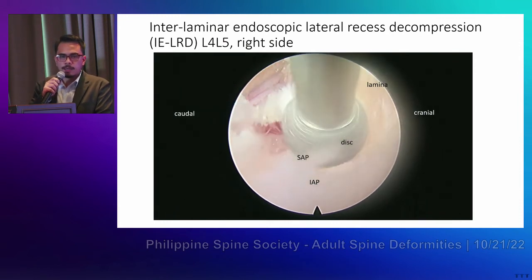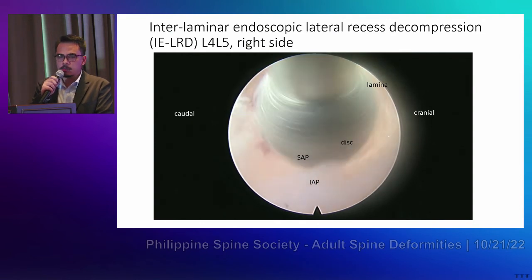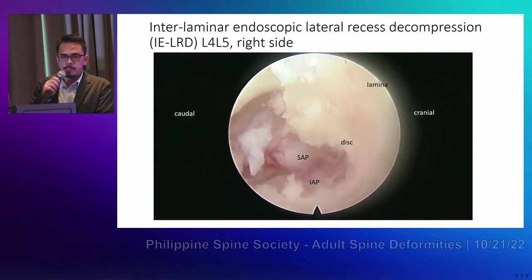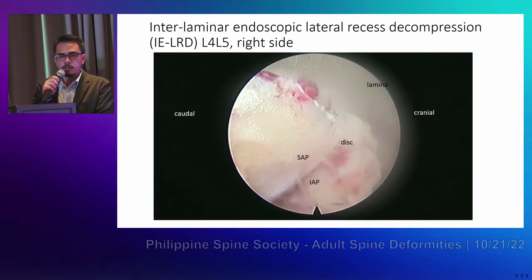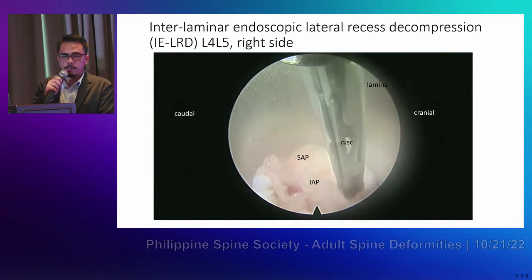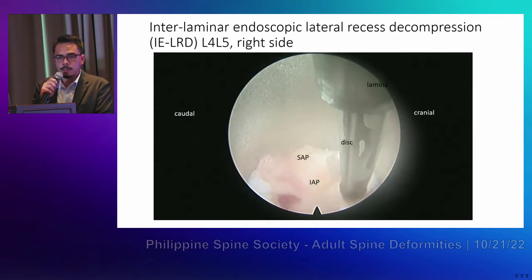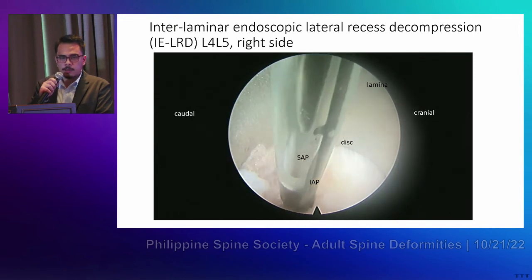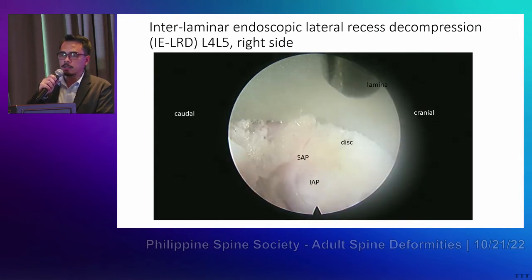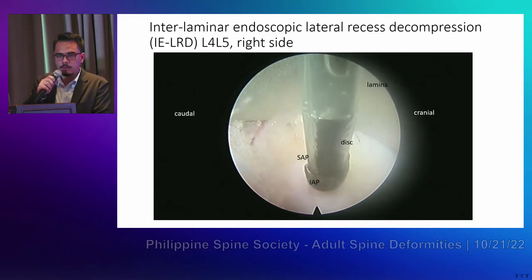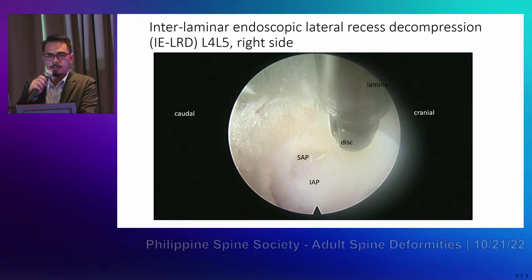Here we can see the drilling of the ipsilateral SAP to detach the lateral attachment of the ligamentum flavum and to decompress the ipsilateral nerve root. The working cannula is rotated to retract the traversing nerve root and expose the ipsilateral disc. Here, the disc was calcified. There was no annular defect and no extruded disc material. So we just opted to cauterize the disc. We did an annuloplasty for this case.